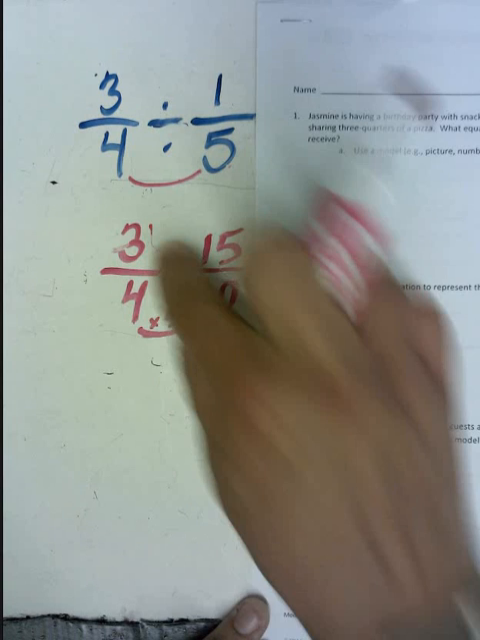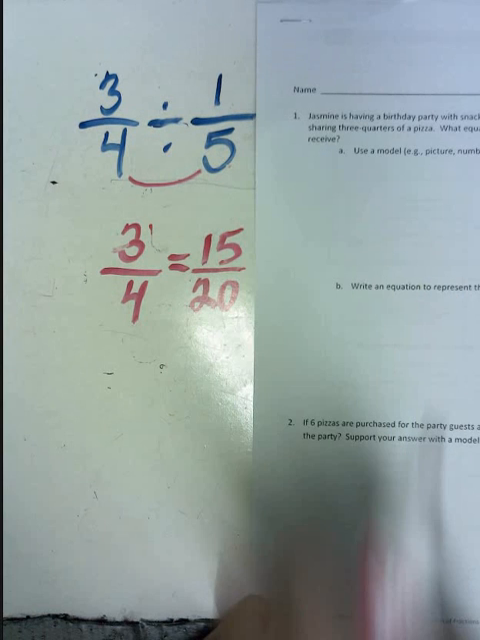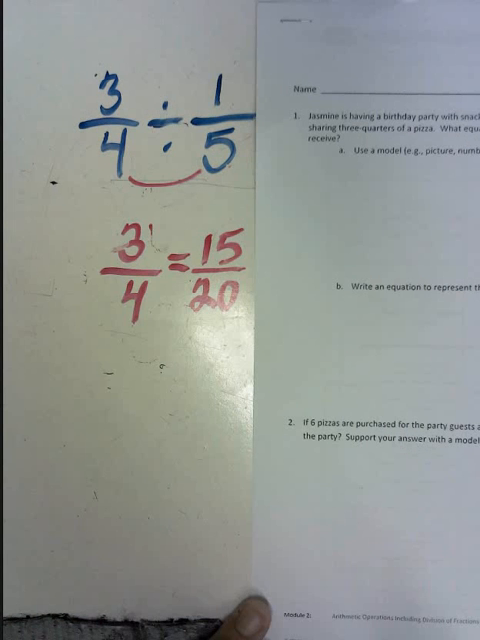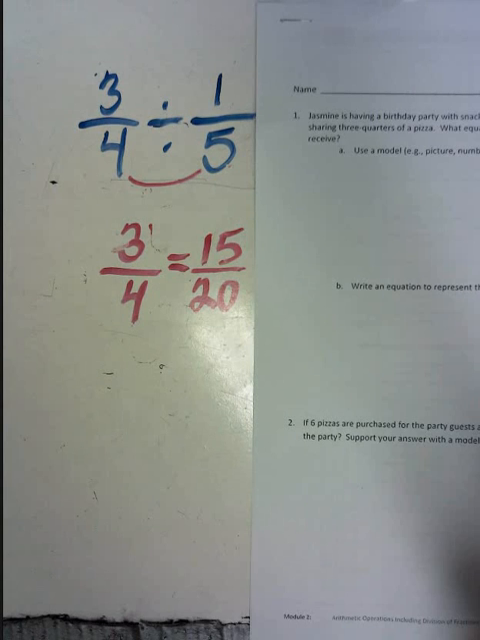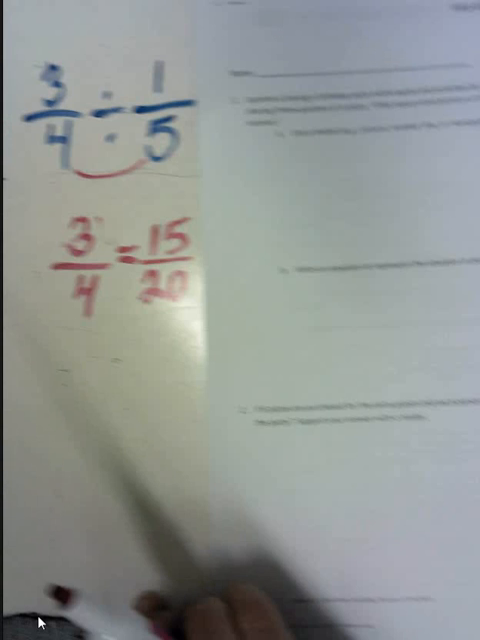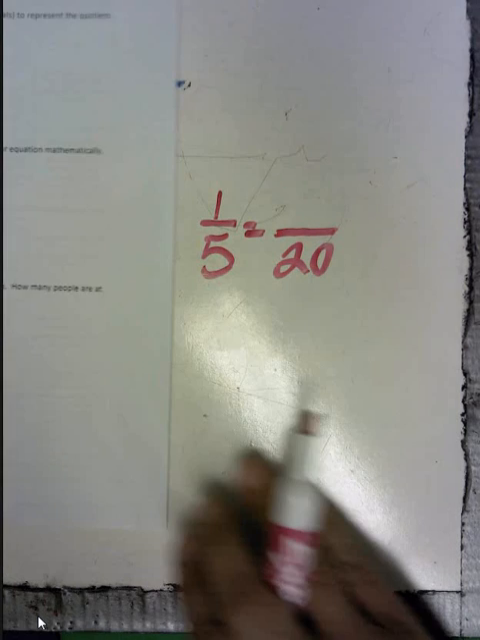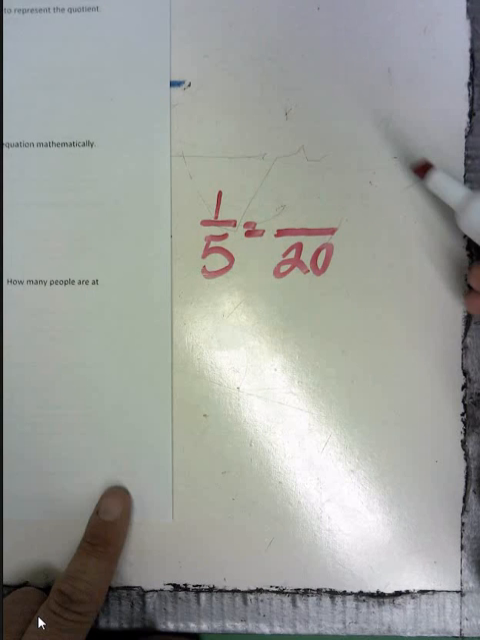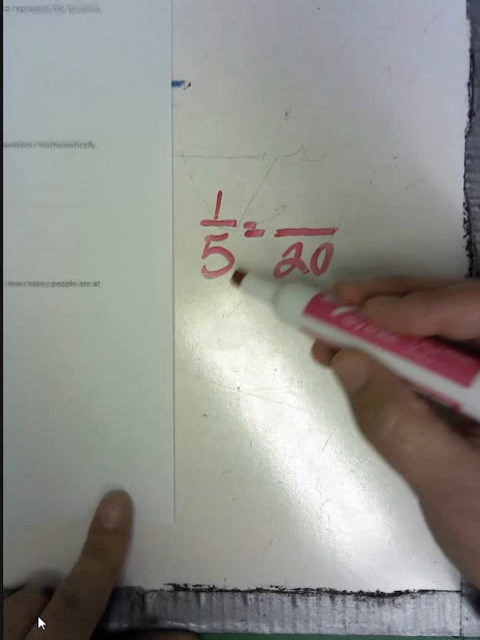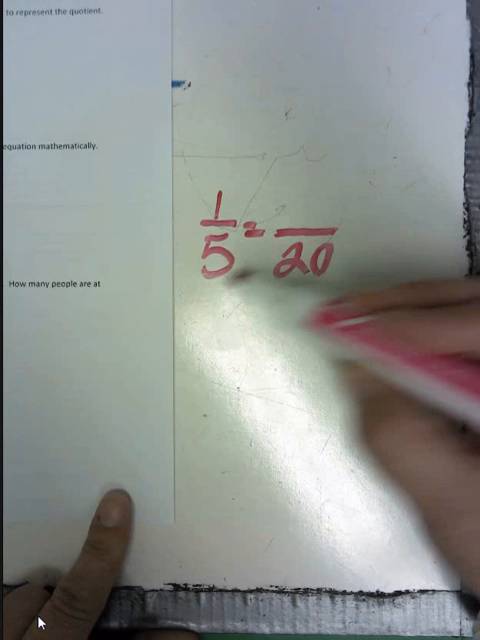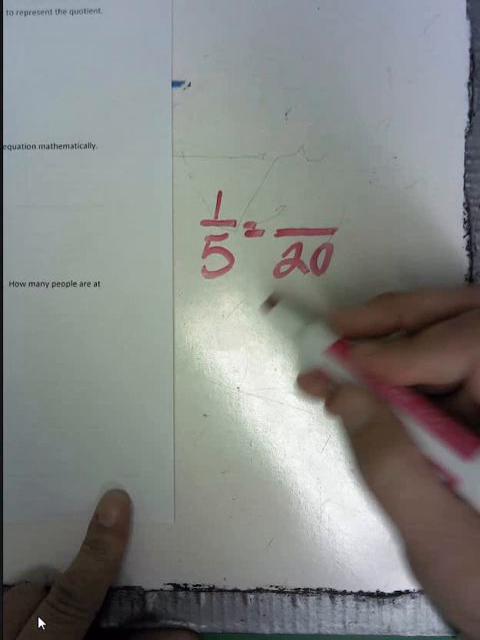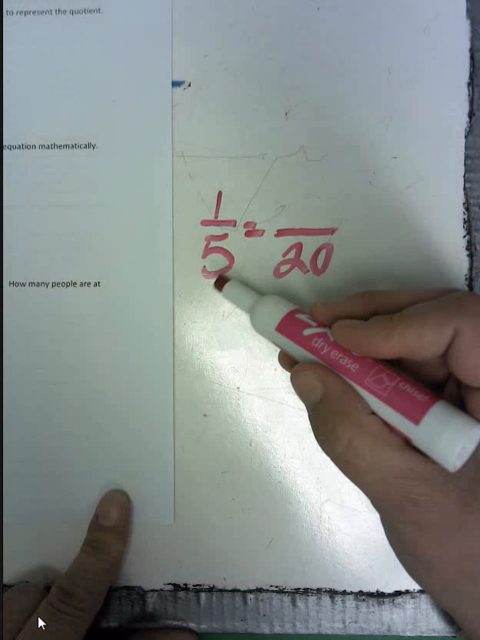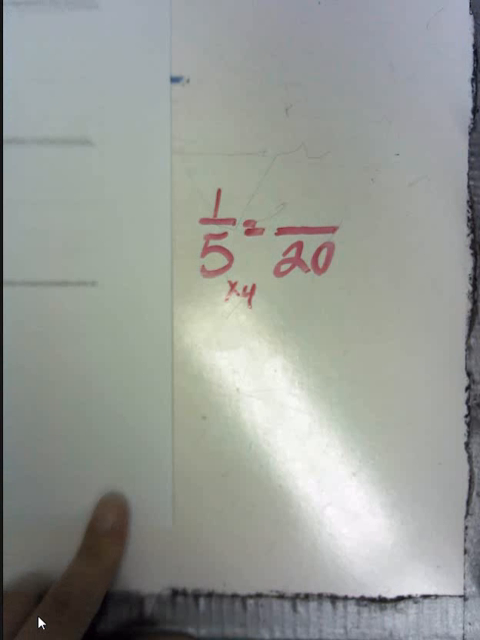I'm going to go over to this fraction and do just the same thing. So however I get from 5 to 20, I have to do the same thing with the numerators. I know that 5 times 4 is 20, and feel free to use a multiplication chart or a calculator if you need to. 5 times 4 is 20. Whatever I do here, I have to do here. 1 times 4, of course, is 4.